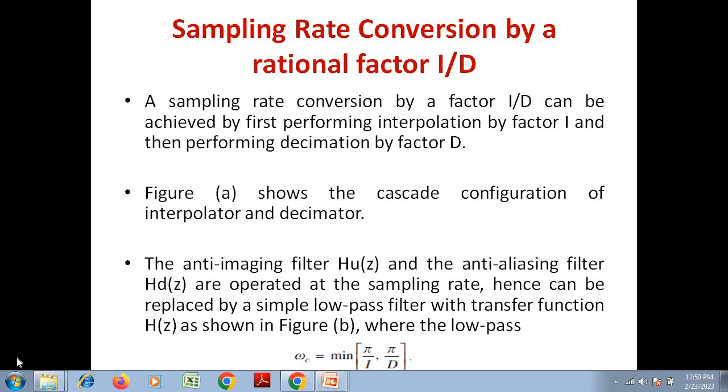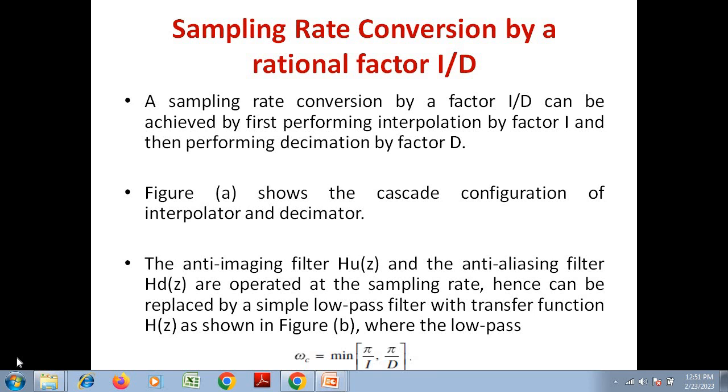We have a subsequent diagram which will also show how we are going to cascade, that is, connect together, the interpolation followed by a decimation. We know that two filters are used in these two analyses: anti-aliasing filters with respect to decimation, and anti-imaging filters with respect to interpolation. They must be operated at the same sampling rate, and hence we are going to replace them with a simple low pass filter with a transfer function.